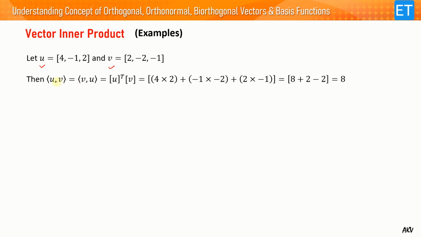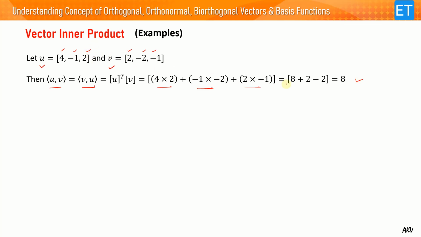Okay, so their inner product is uv or vu because these two are reals. So that is simply the element to element multiplication. That means 4 is multiplied with the 2, minus 1 is multiplied with the minus 2, 2 is multiplied with minus 1, right? And then summing all these, so you have 8 plus 2 minus 2, that is equal to 8. So the inner product of these two vectors is 8.